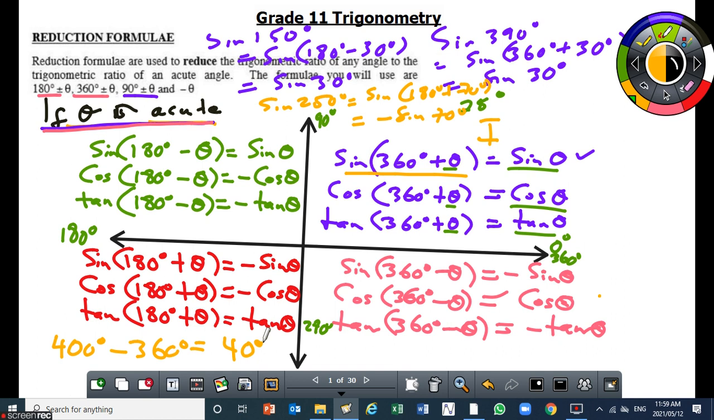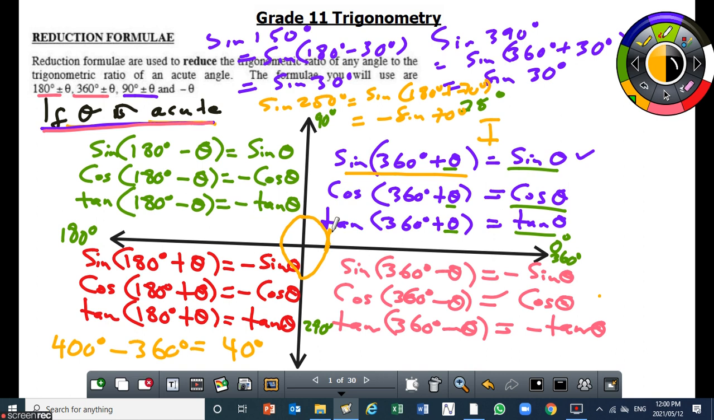I hope you are aware that if I start from the x-axis in an anti-clockwise direction, it will be 90 degrees, then 180, 270, 360. If the angle is 400, it means I have to move another 40 degrees, and I'll end up stopping inside the first quadrant. So 360 from 400, you get 40. So the sine of 400 is the same as the sine of 40 degrees.